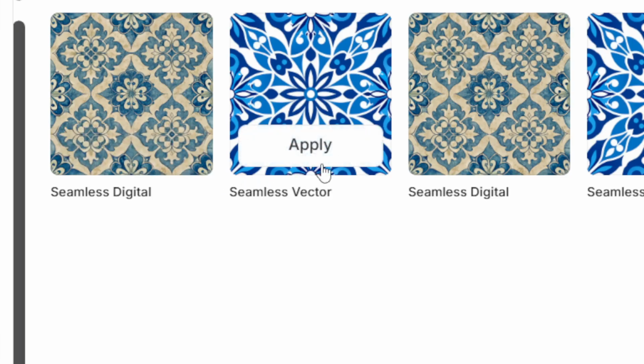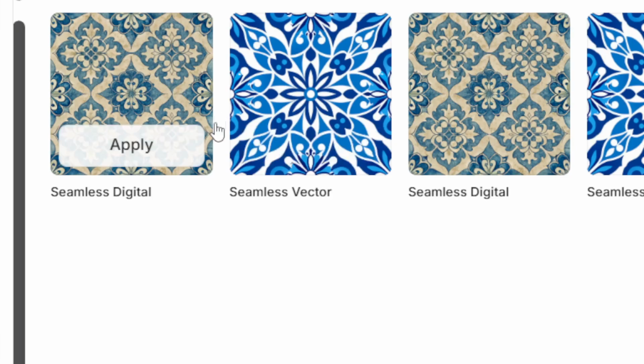But if you're planning to use the pattern for something that is bigger, like you want to make the pattern really, really big, you want to put it onto a building maybe, or maybe you want to change the color later using a different program like Adobe Illustrator, then you can use seamless vector. But other than that, they are pretty much the same. Now for simplicity, I'll try to use seamless digital.